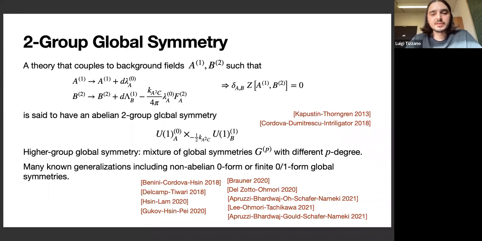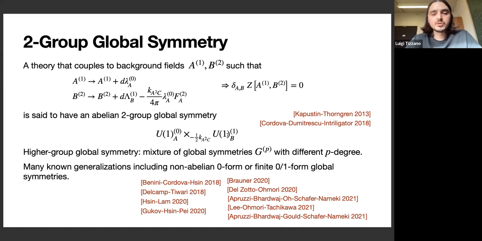And this is a concept that has appeared in the literature in this form around 2018, in the paper of Cordova, Dumitrescu, and Intriligator. And of course, there was also some precursor study in this paper by Kapustin and Thorngren.